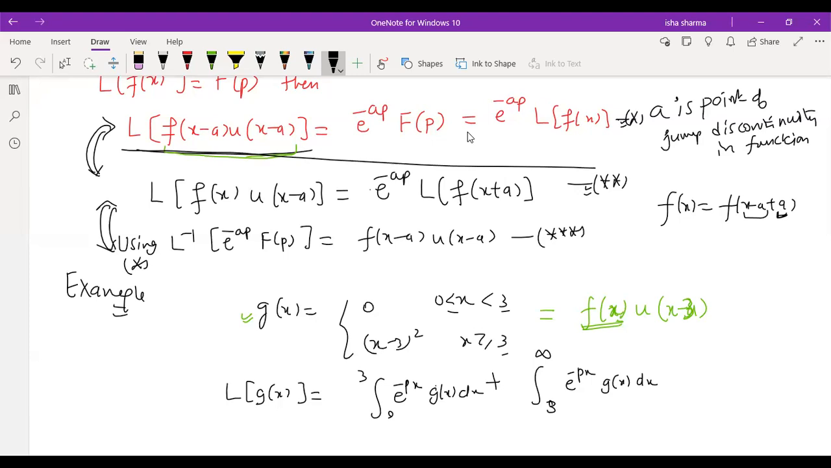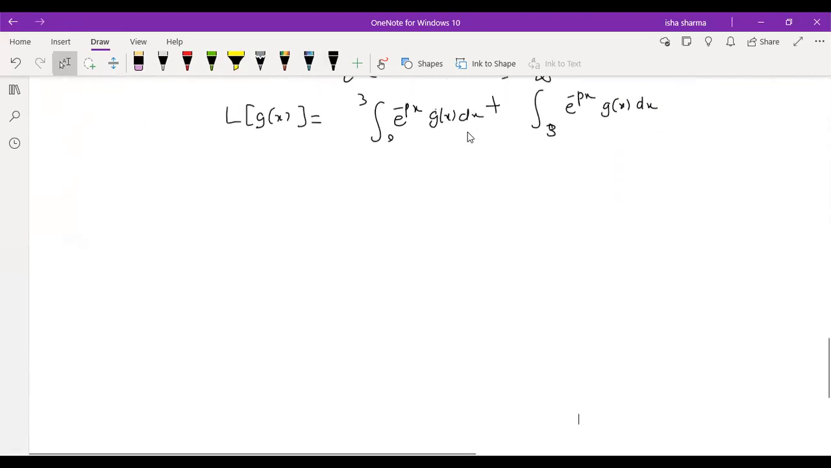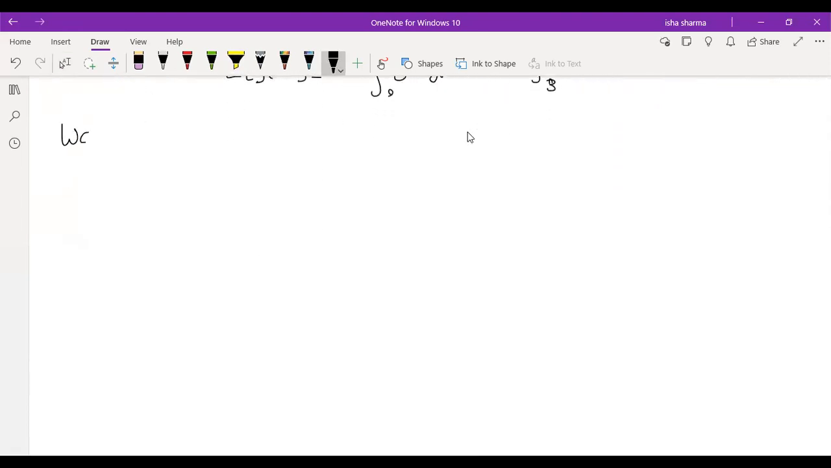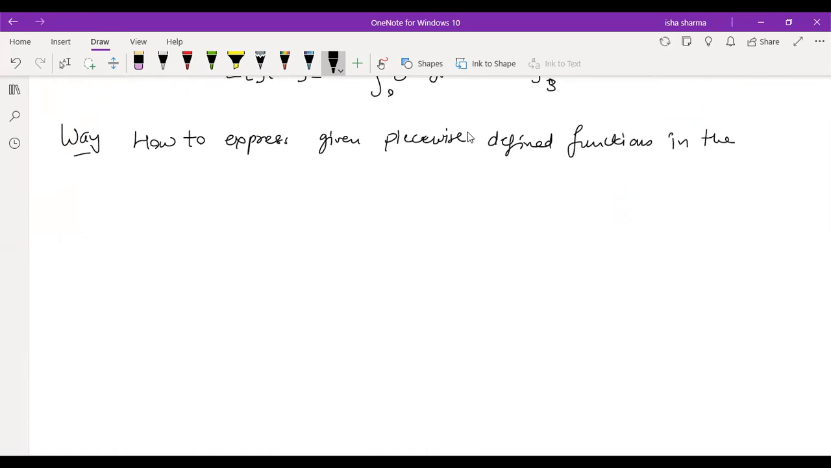But first I will explain this part: I told you that you are given a function in this form, defined at discontinuity in this way, and you need to express it in this form. So let me give you a way to express given piecewise defined functions in the form of unit step functions, right?